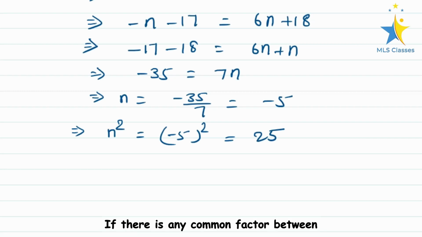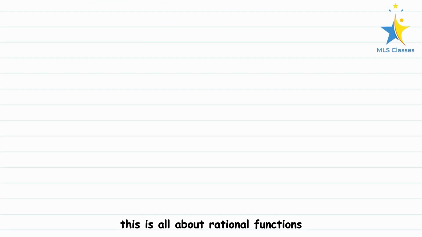If there is any common factor between those two functions, then we will cancel them out and the simplified form will be the answer. If they cannot be cancelled out, then we can simply say that it cannot be simplified. So this is all about rational functions. Now coming to complex numbers.